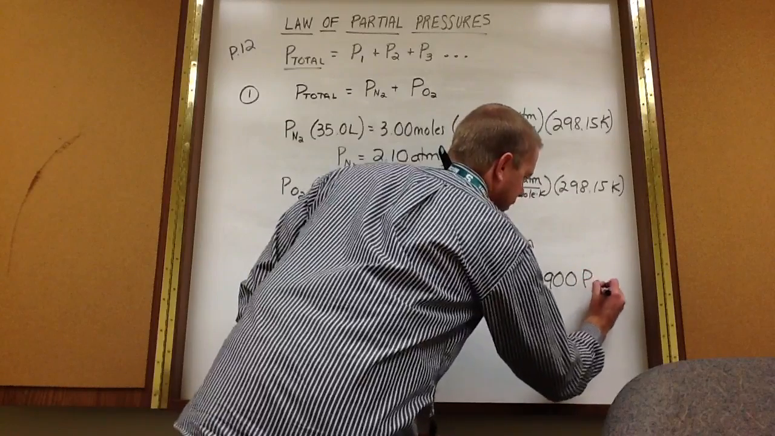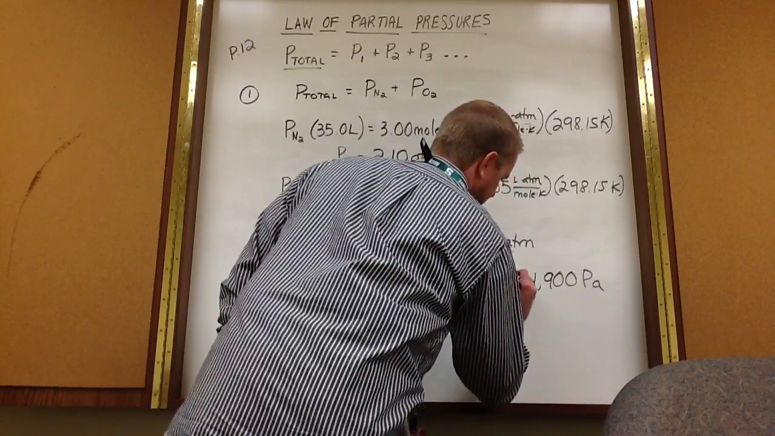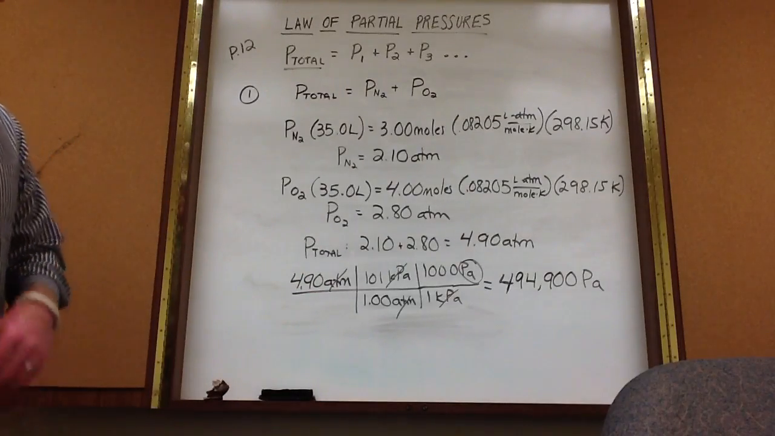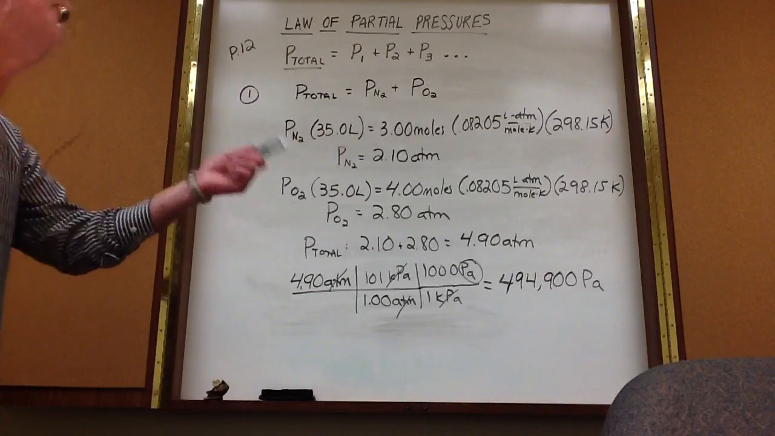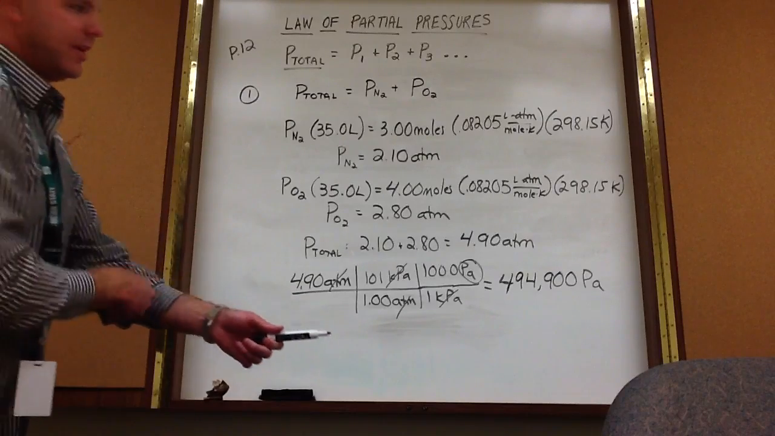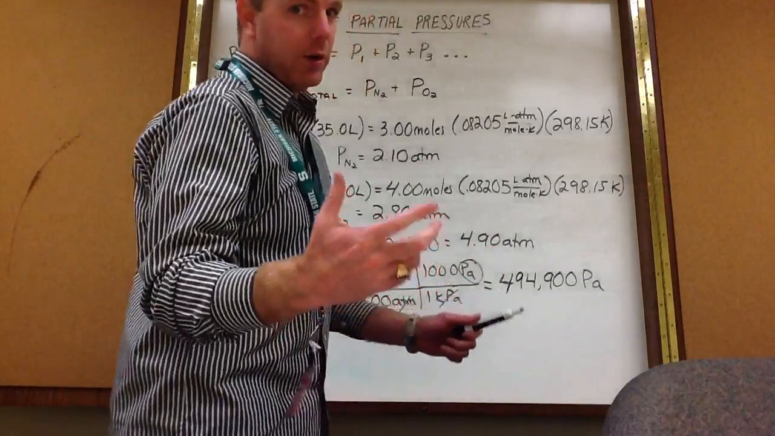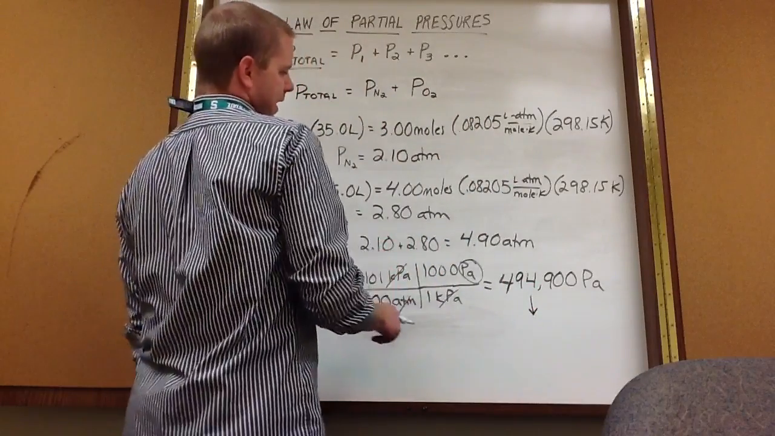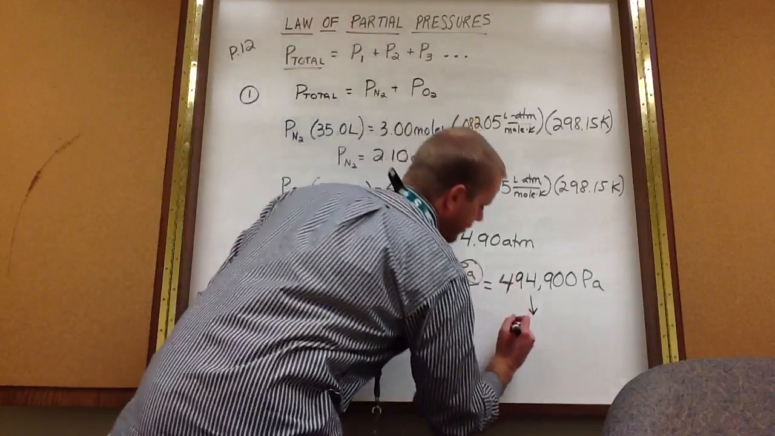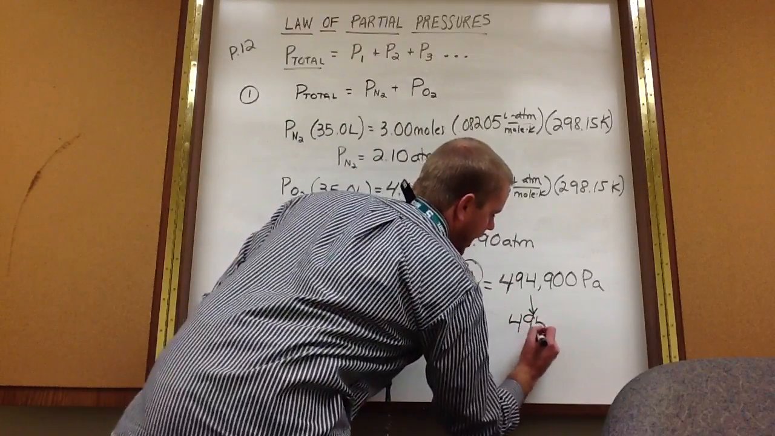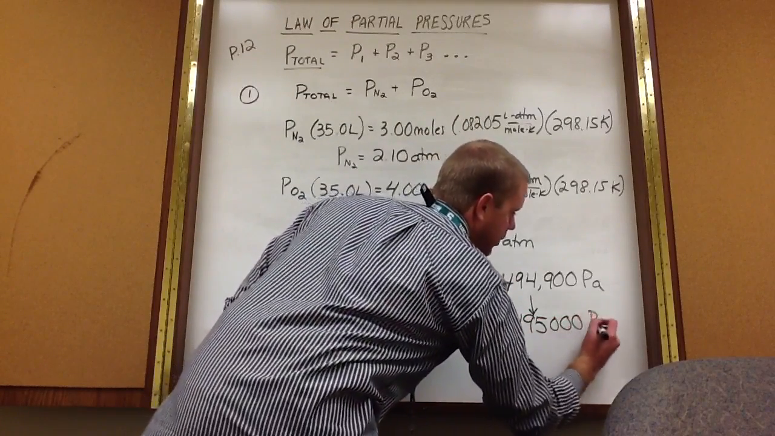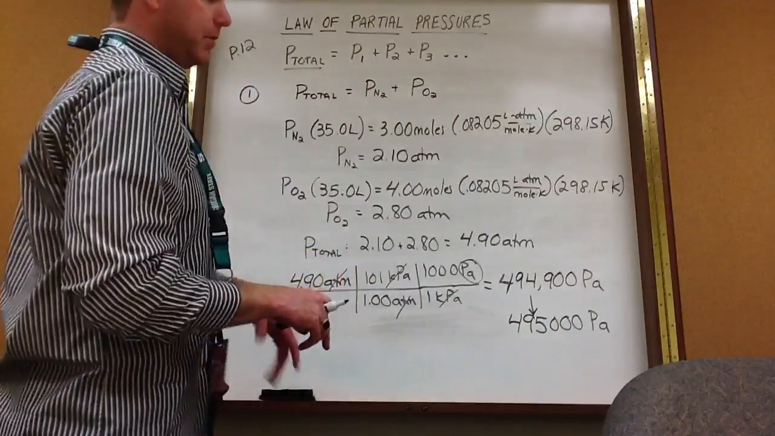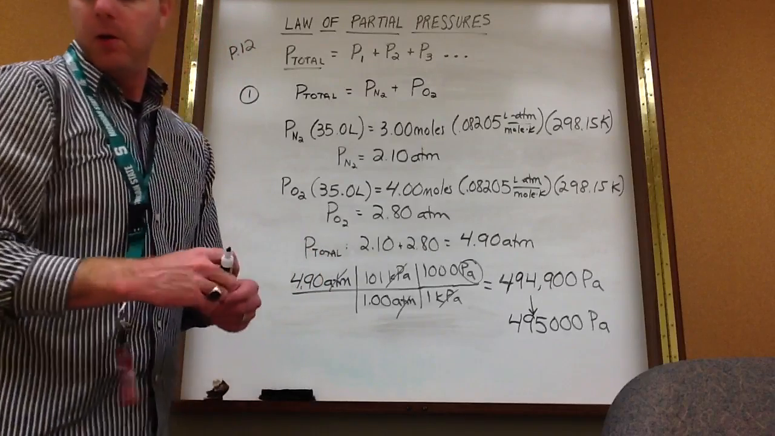494,900 pascals. Now, if you're doing this problem on a test and you missed significant figures, I wouldn't hate you for it. If this problem was worth 10 points, I'd give you 9 of them. But if you're a hardcore significant figures person, you would say 3 significant figures in the answer, therefore 495,000 pascals, no decimal place. That would be the 10-point answer, and the other would be the 9-point answer. But you would still do well. And that's question number 1.